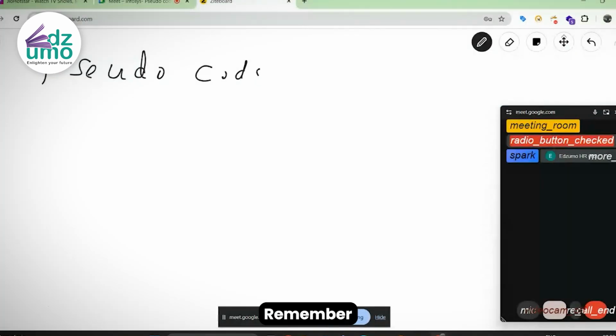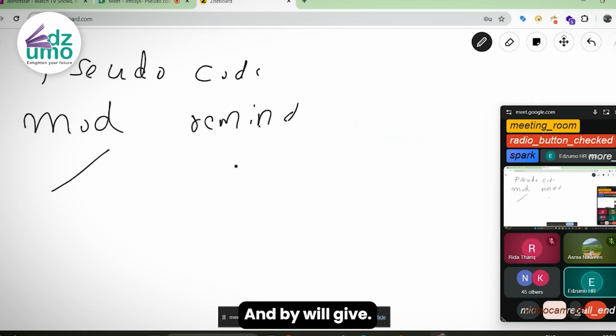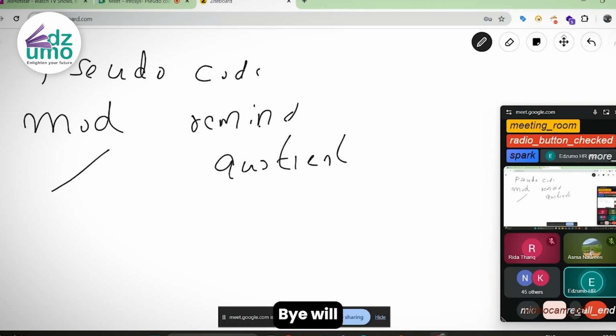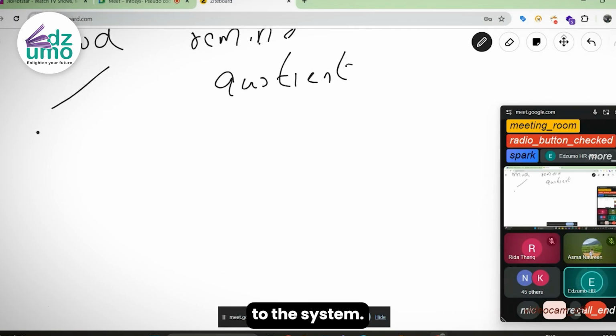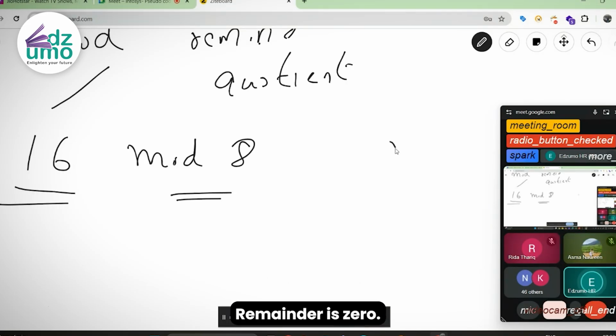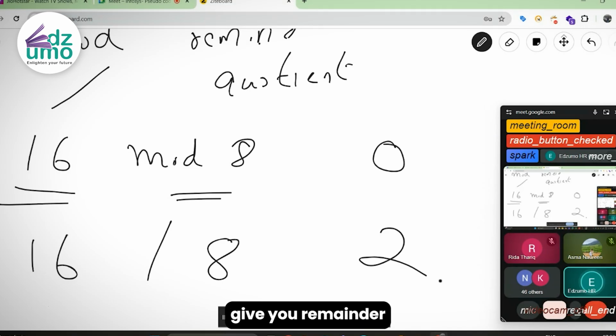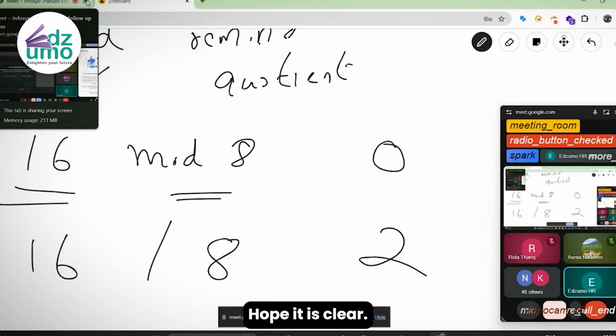So this is the code. Remember, what does mod give? Mod will give remainder, and div will give quotient. I'm explaining to you again. 16 mod 8 will give what? Remainder. What happens when 16 is divided by 8? Remainder is 0. And what's the quotient? Quotient is 2. Understood? So mod will give you the remainder and div will give you the quotient part. Hope it is clear.